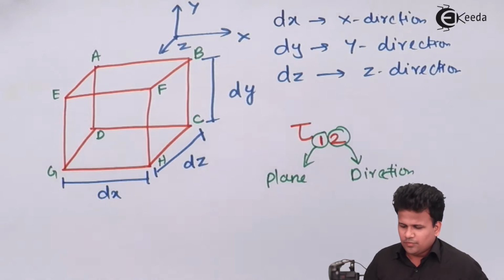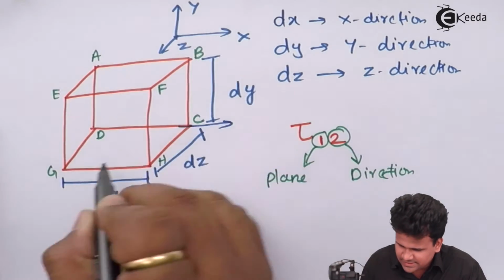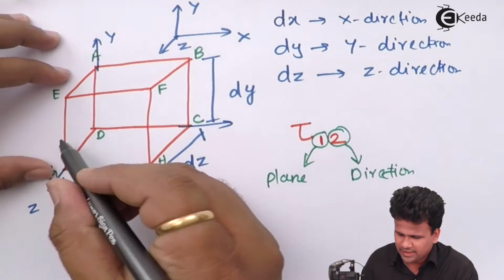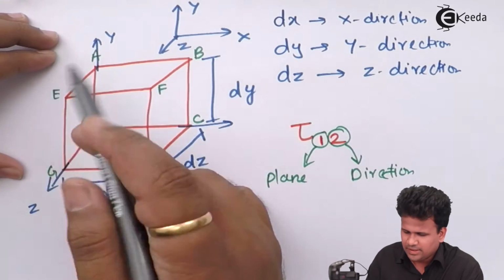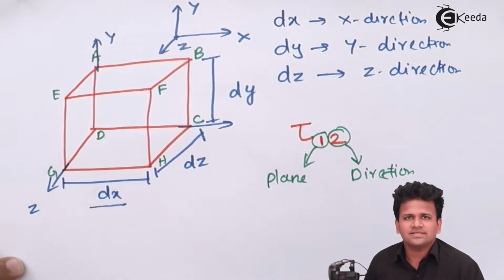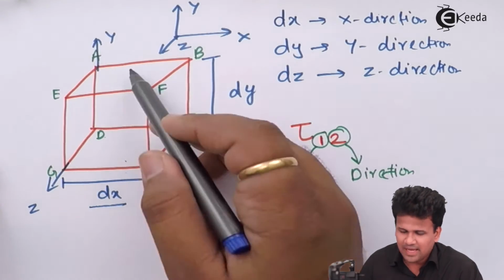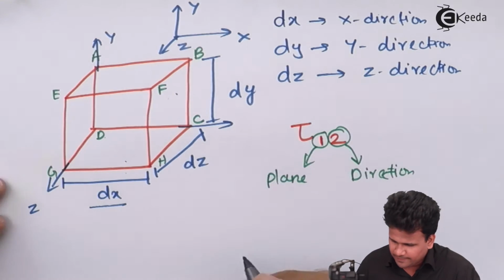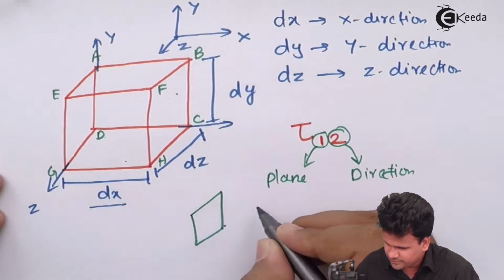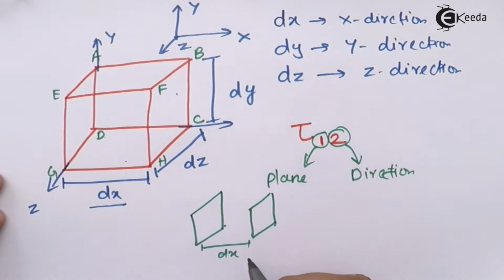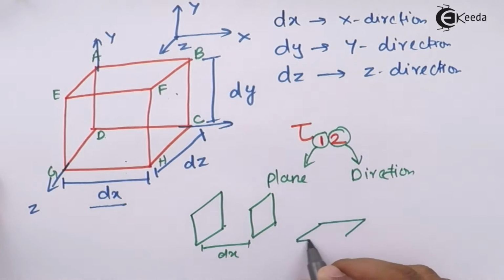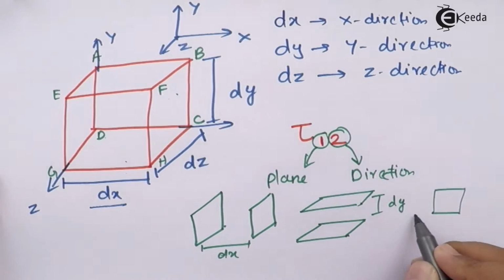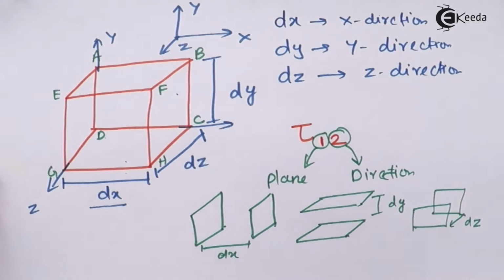So now we'll see what the planes are over here. Now this is our x-axis, this is y-axis, this is z-axis. Now the x plane, which is this plane, that is plane A, D, G, E, this is the x plane. The distance between two x planes is given as dx. The distance between two y planes is given as dy, and the distance between two z planes is given as dz. So over here the x plane will be this entire plane. So the distance between them is dx. The y plane is this plane. The distance between them is dy, and the z plane, the distance between them is dz.